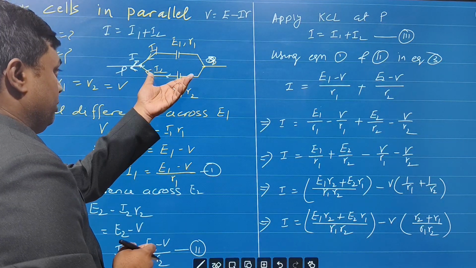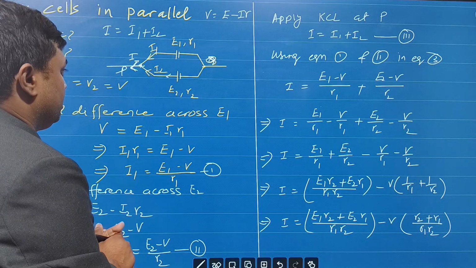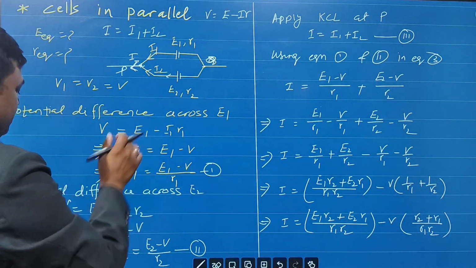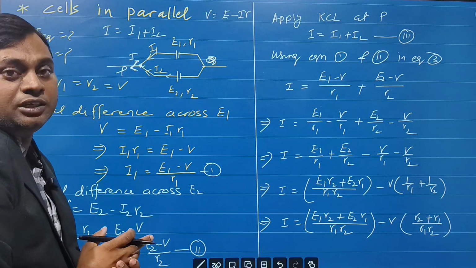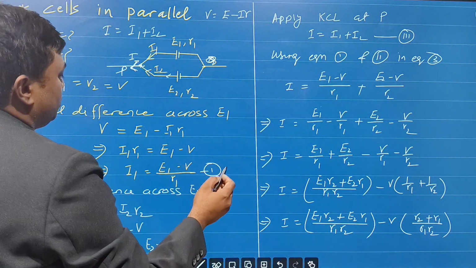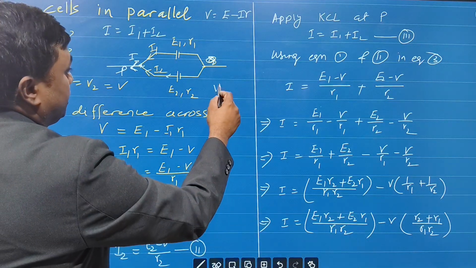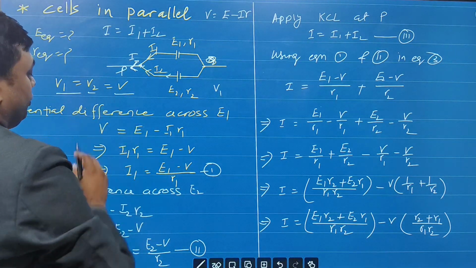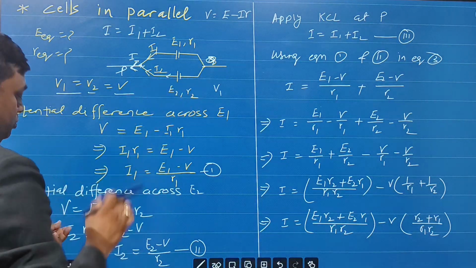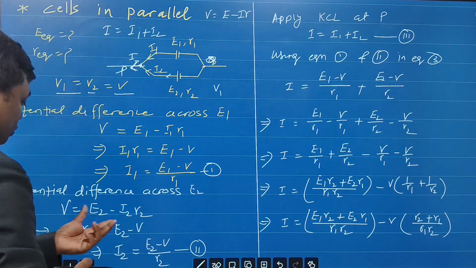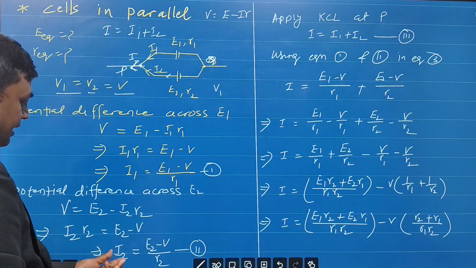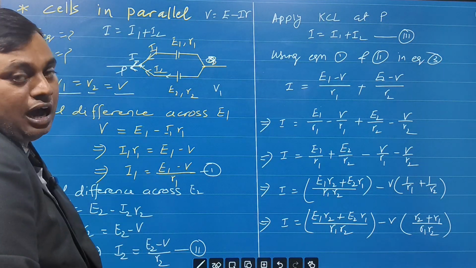Similarly, the potential difference across cell 2. In the parallel combination, the potential difference is the same. So V1 and V2 both are the same, equal to V only. V1 is equal to V2 is equal to V. So V is equal to E2 minus I2 into R2, by the definition. Bringing to the left hand side, I2 R2 is equal to E2 minus V. From here, I2 is equal to E2 minus V by R2.